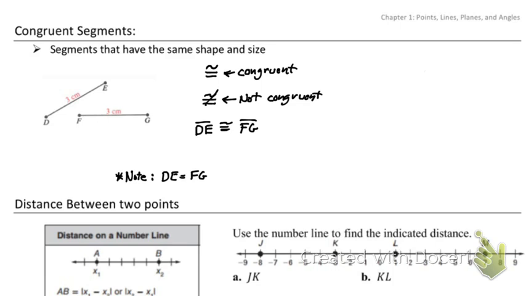So that is, remember, this is measure. The measure of this one's 3. You're basically writing 3 equals 3. This measure equals this measure. This is telling you a segment is congruent to another segment. Yes? So the shape of the segment is the same.